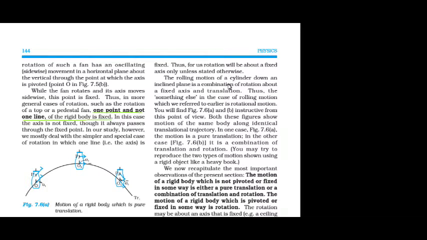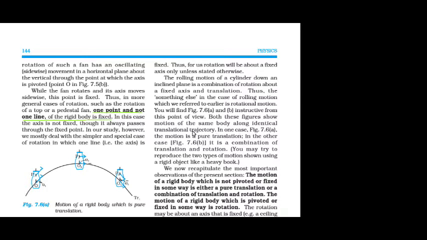The rolling motion of a cylinder down the inclined plane is a combination of rotation about a fixed axis and translation. Thus, the something else in the case of rolling motion which we referred to earlier is rotational motion. You will find figure 7.6a and b instructive from this point of view.